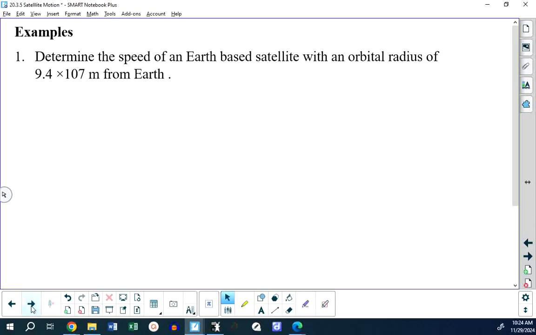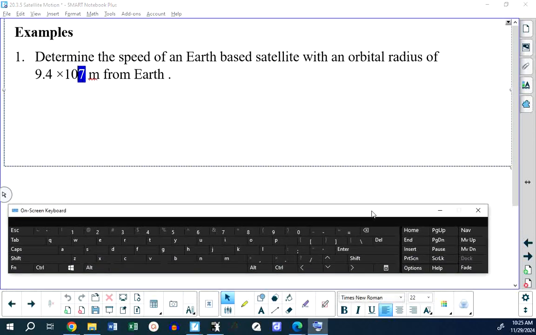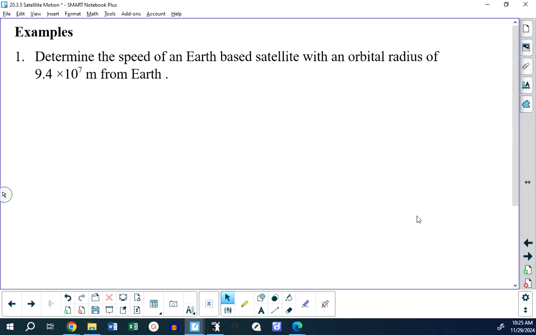So if I give you this information that we have an Earth-based satellite with an orbital radius of 9.4 times 10 to the 7 meters, I probably don't need to say from Earth. That grammar is incorrect. If the orbital radius is that number, it's the orbital radius. We don't say orbital radius from Earth, but I can clean that up later in my note package.